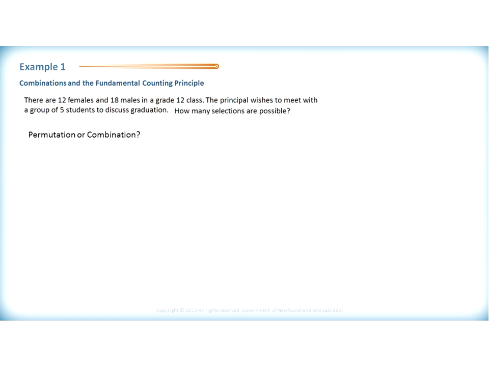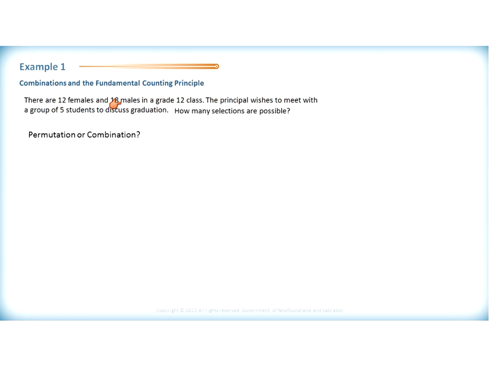Let's have a look at the first example here. There are 12 females and 18 males in a grade 12 class. The principal wishes to meet with a group of 5 students to discuss graduation. How many selections are possible? First thing you need to decide, is this a permutation or a combination? He's choosing 5 students out of the 30 that are in the class. The order in which he chooses those students, you need to ask yourself, does it matter?